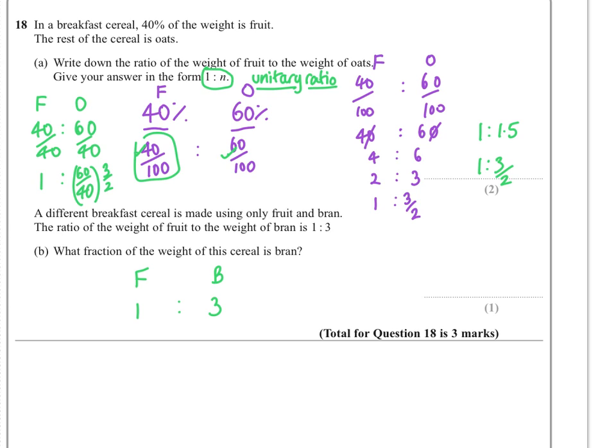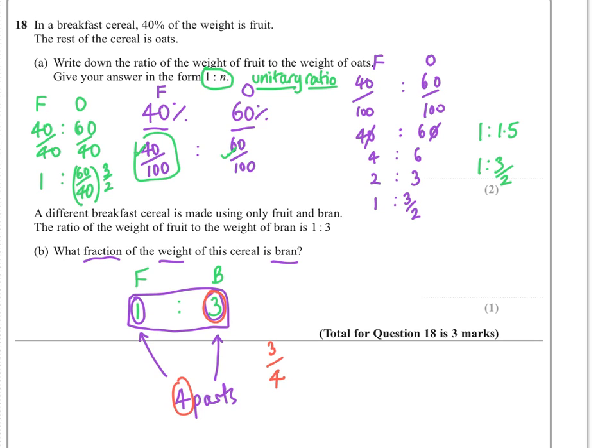So the nice thing about ratio is it tells you how many parts are involved. So we've got 1 part and 3 more parts, so there's 4 parts, and for every 4 parts fruit gets 1, bran gets 3. Okay, and they're equally distributed. So if you want to work out what fraction of the whole weight of this cereal is bran, well, you just look at how many parts bran has out of the total number of parts. So the answer is quite simple, it's just 3/4.